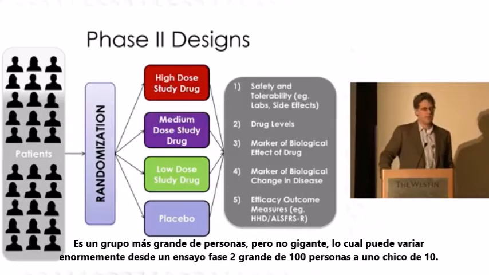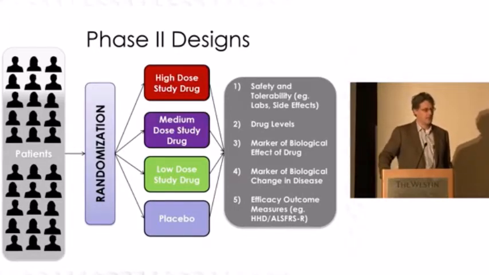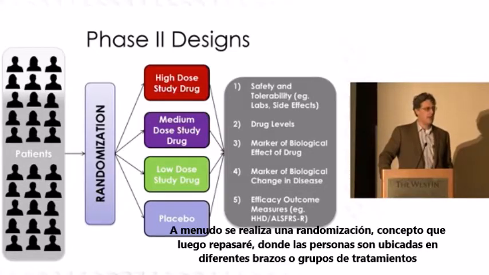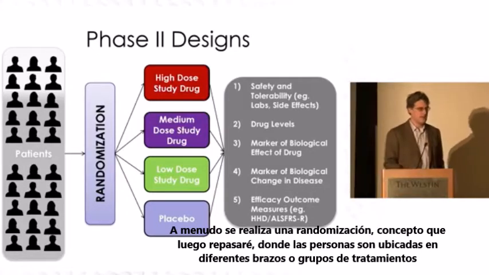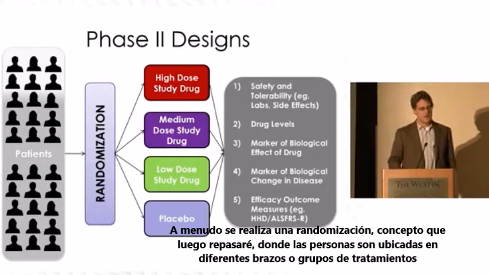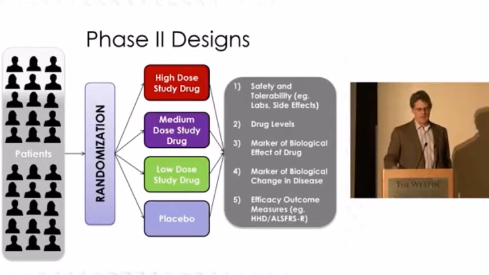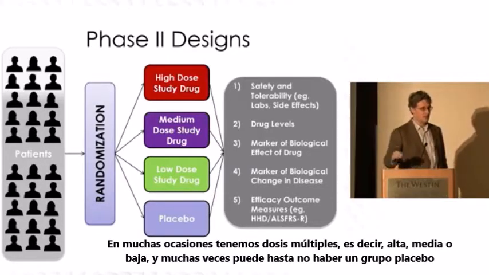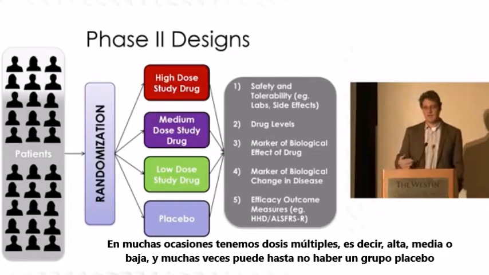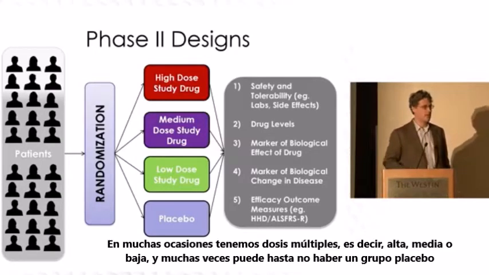A large phase 2 may be 100 people. A small phase 2 may be 10 people. There is often a randomization, and I'll come back to this idea of randomization, so that people are placed into different arms or different treatment groups. Many times there are multiple dosages, so there may be a high, a medium, a low dose arm, and there may or may not be a placebo arm.